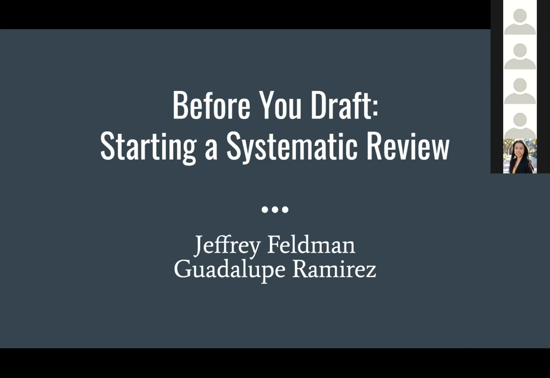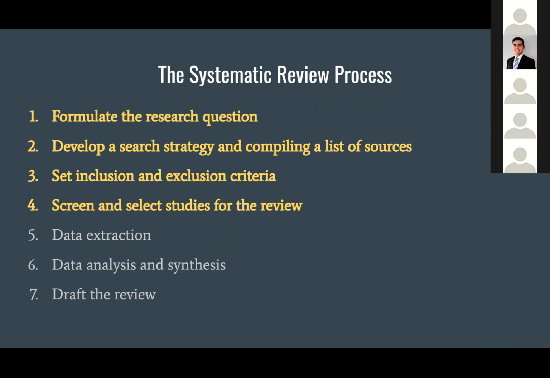But before we can get into that, I'm going to break down the actual process of starting a systematic review. The parts that I'm going to cover are the first 4 steps in this systematic review process: formulating your research question, which I think a lot of you have already done, developing a search strategy and compiling sources, setting inclusion-exclusion criteria for screening, and then actually selecting the studies for the review. Everything after that, namely the data extraction, analysis and synthesis, and the actual drafting of the review, will be left for another presentation. So this is focusing on the portion of the review before you have started analyzing and synthesizing data.